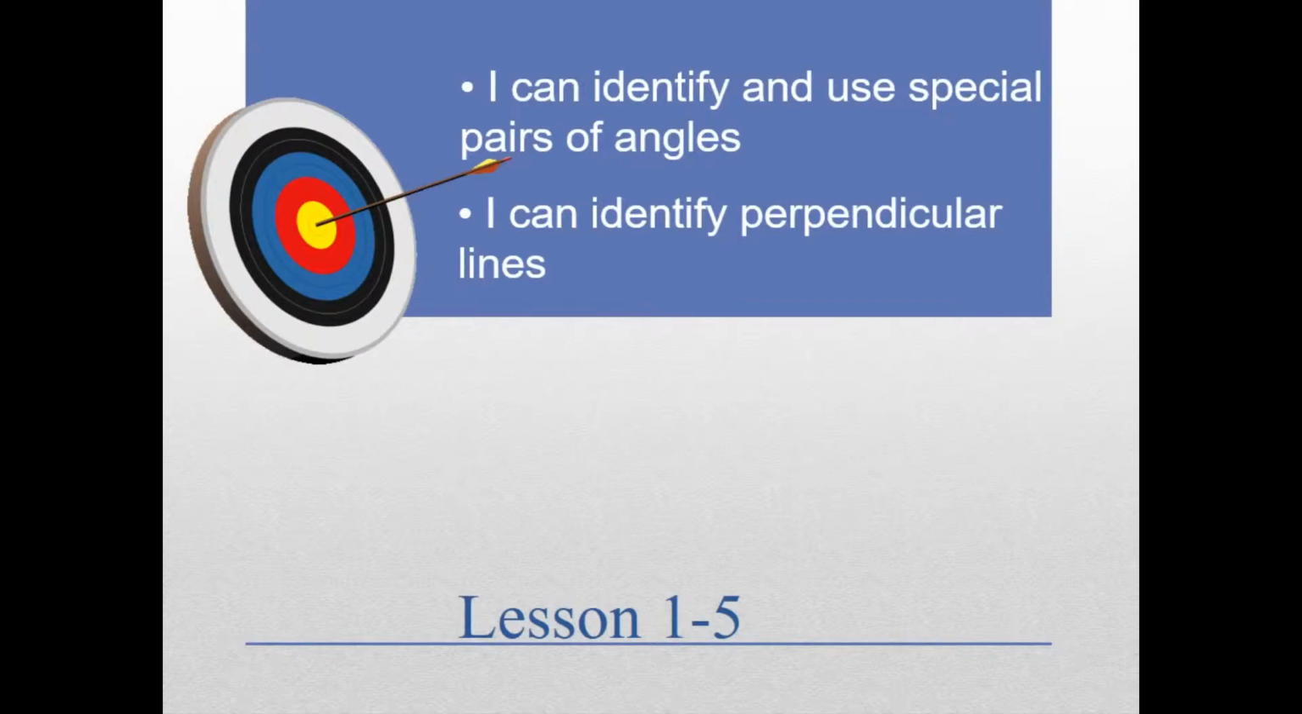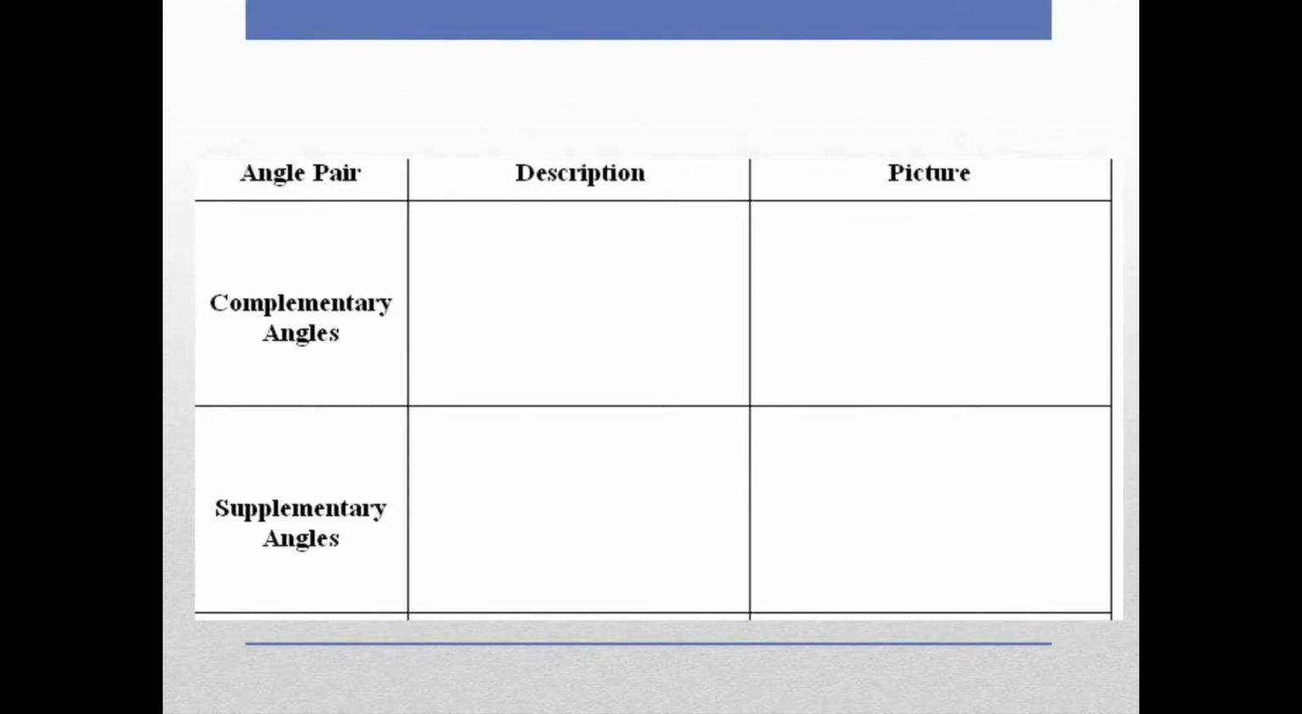1.5 video. Our objectives here are to identify and use special pairs of angles and identify perpendicular lines. So we're going to be determining relationships between angles and solving problems using those relationships. We first need to know some vocab terminology, so we'll start with complementary angles.